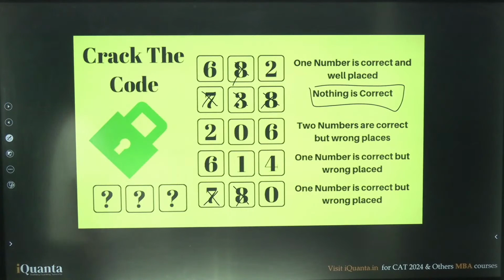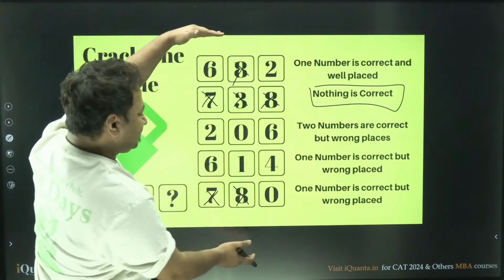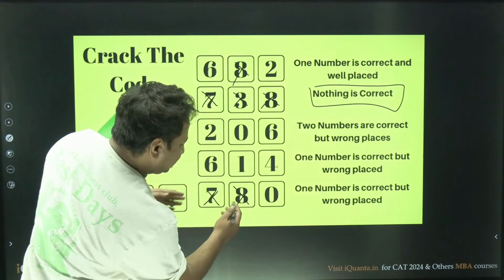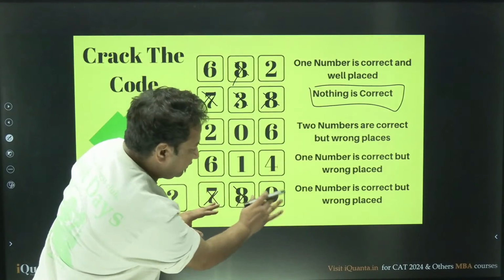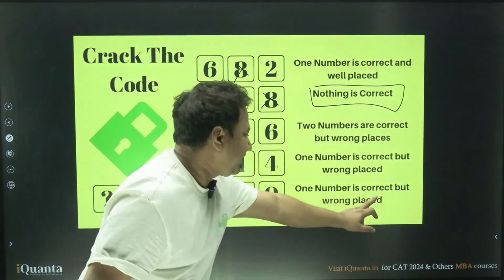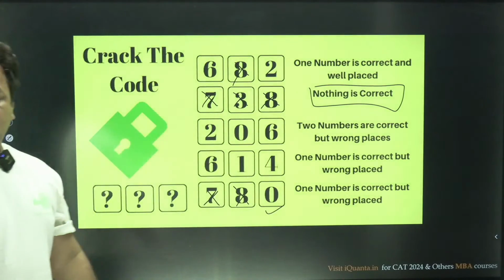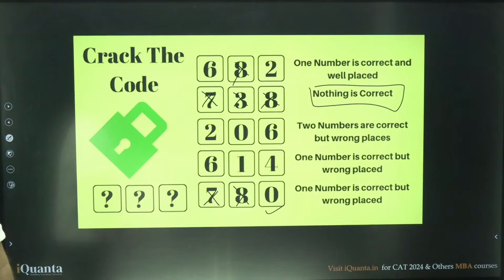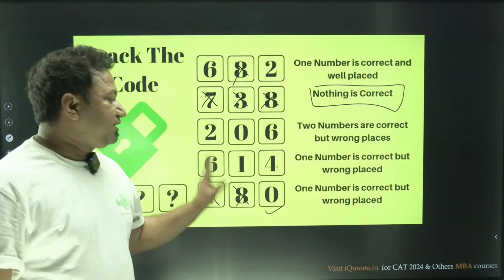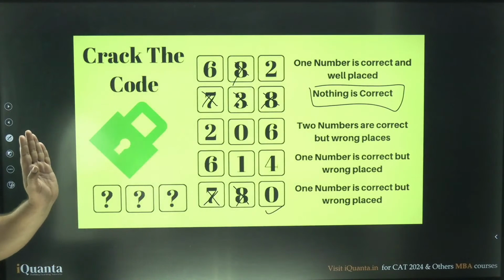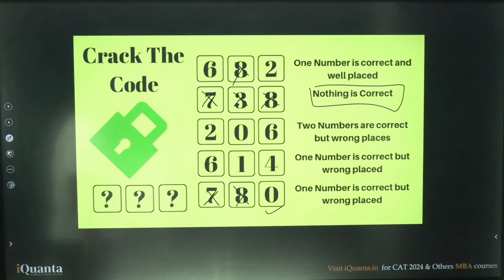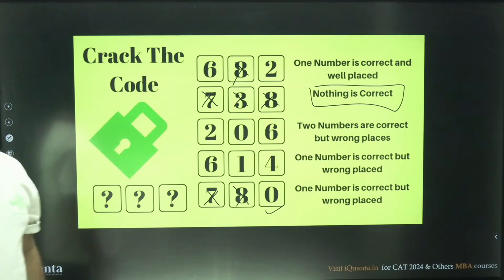Cool. Now the third step should be, again, a definite thing. So in all these 5 codes, we have rejected 2. Only 1 is left. One number is correct but wrongly placed. That means 0 is correct, but its position is wrong. Do you understand this? 0 would not be in third position, that is for sure. Is that clear, everyone?